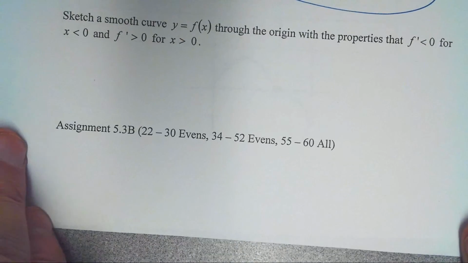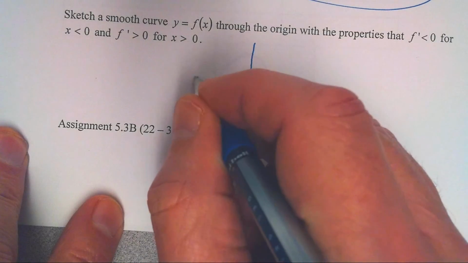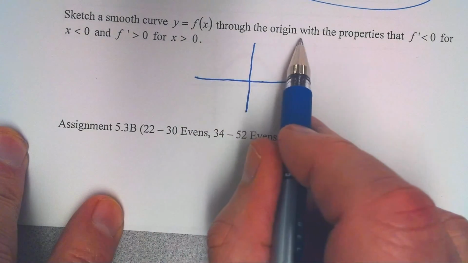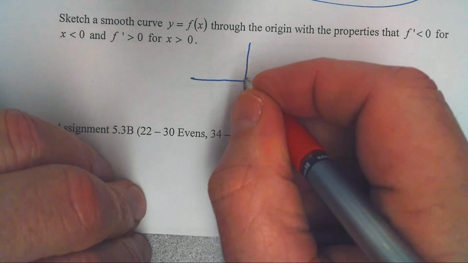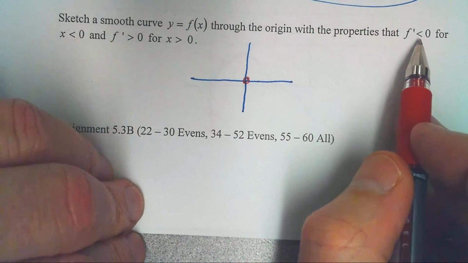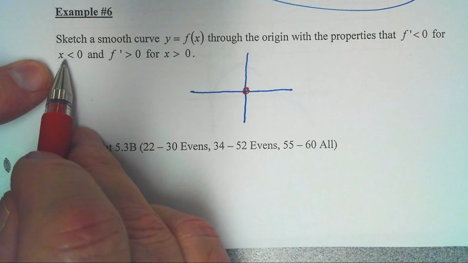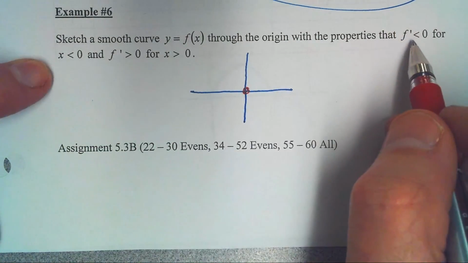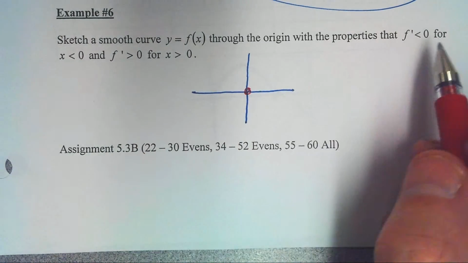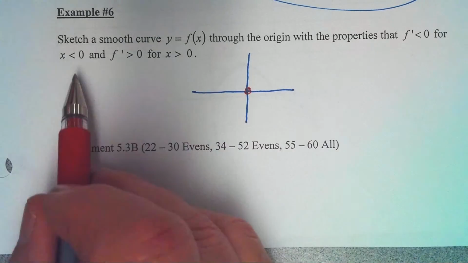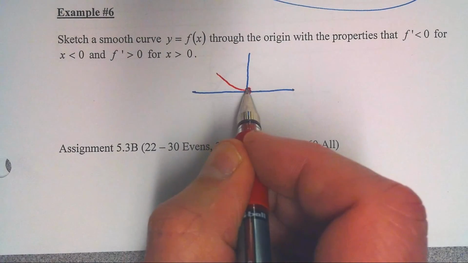Okay, 6. Sketch a smooth curve, y equals f of x through the origin. Smooth, like a polynomial kind of thing, through the origin with properties. So it goes through the origin, and then it says, don't read this, f prime is less than 0. Read this: the slope is less than 0 when we are to the left. If you say f prime is less than 0 for x less than 0, boy, I think it's easy to understand. The slope is negative to the left. Well, if the slope is negative, we're coming down like this.